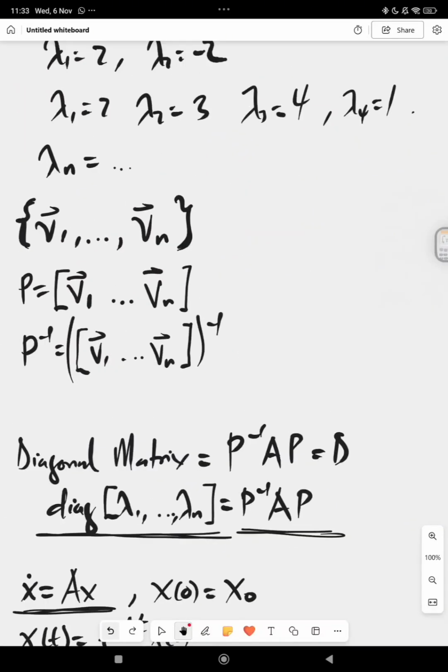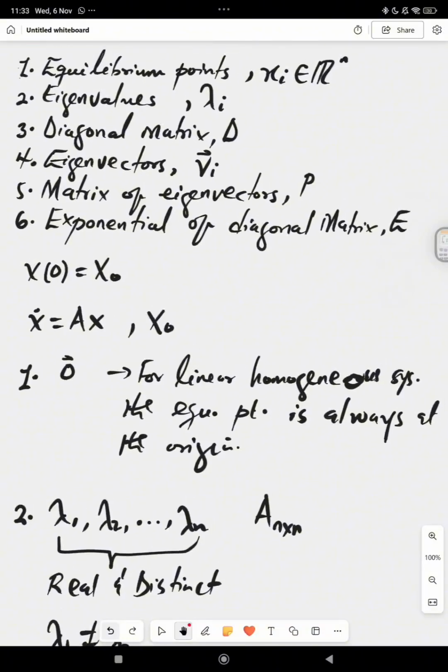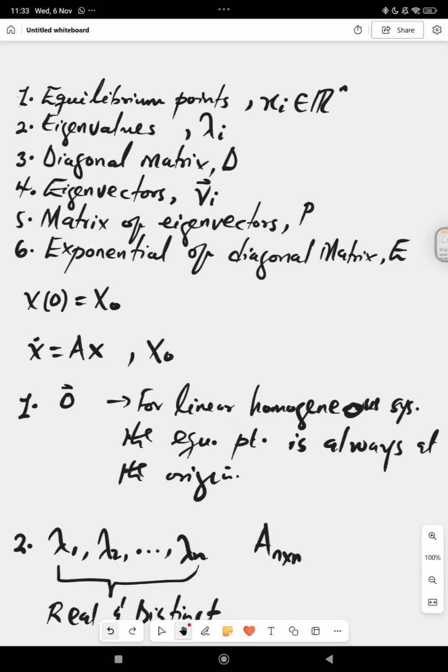So we've taken a look at these processes, and then we find our eigenvectors, and we find our exponential of the diagonal matrix e of t. These are the processes that we will use to find any of the solutions of our dynamical system. The first step is unnecessary because the equilibrium points are always at the origin for linear homogeneous systems. But for other systems, linear non-homogeneous systems, you have to find the equilibrium point. We will take a look at that in the future.